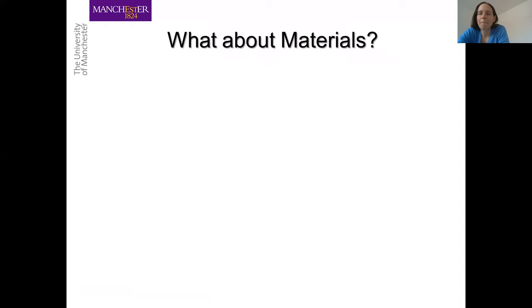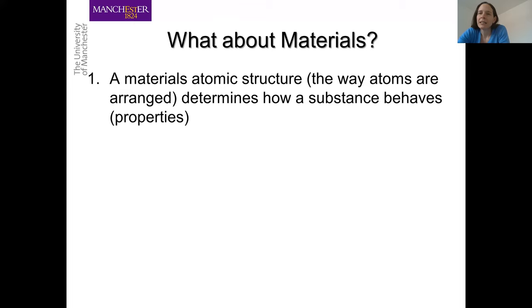So I wanted to focus in this talk really, rather than about biology, about material science, and thinking about why we want to see things in materials that are smaller than you can see with an optical microscope. And I think there are two main reasons for that. The first is that the atomic structure of a material, so the way that the atoms are arranged, determines how that material performs, or its properties. An example of that would be comparing these two materials here. They're both made of the same type of atoms.